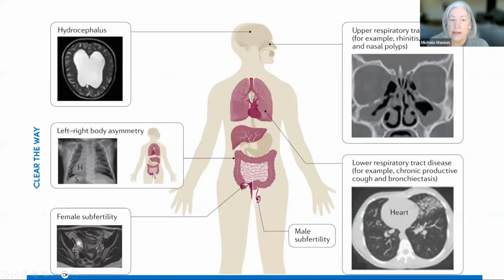And these are the body areas affected. Primarily the respiratory system, both upper and lower respiratory system, but there are also issues with fertility. There are issues, in fact, we just had a paper that talked about normal pressure hydrocephalus that shows up in almost all adults with PCD. And one of the big hallmark features is asymmetry in the body, called situs inversus, situs ambiguous, or heterotaxy.